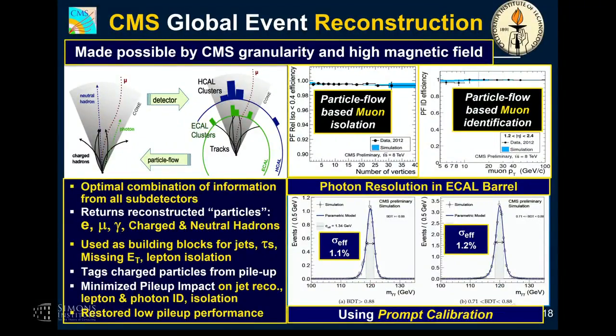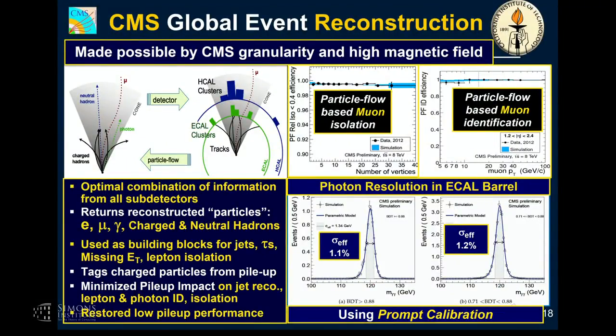One thing to say about electrons and photons is when they're absorbed in the crystals, the pattern among the many crystals, each of which is only 2 by 2 centimeters in cross-section, is characteristically narrow. The energy is deposited in only a few crystals. And that helps you distinguish electrons and photons from charged hadrons.